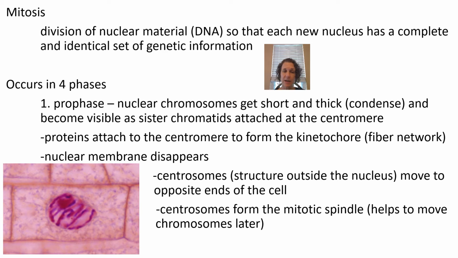The nuclear membrane disappears, so you can't really see it on this picture anymore because it's pretty much gone. In general, you can kind of see a circle around the nucleus. The centrosomes are outside the nucleus. They're usually going to end up on two different parts of the cell. And they form the mitotic spindle, which is actually going to start to pull the chromosomes apart once they get where they should be.